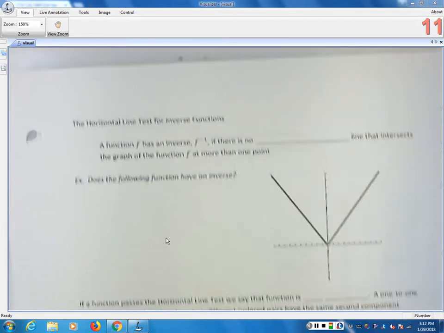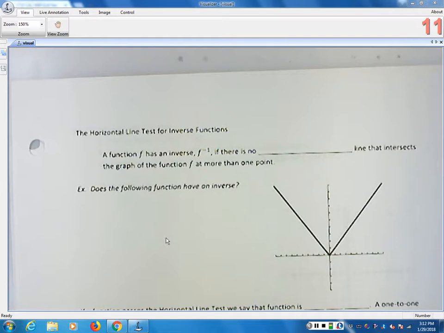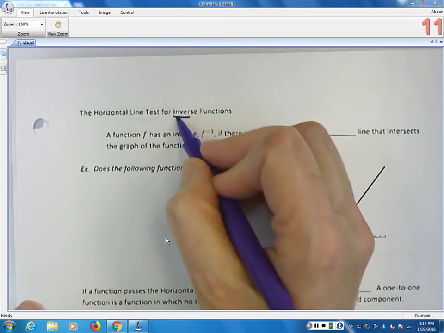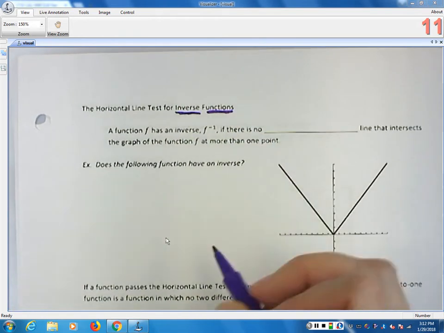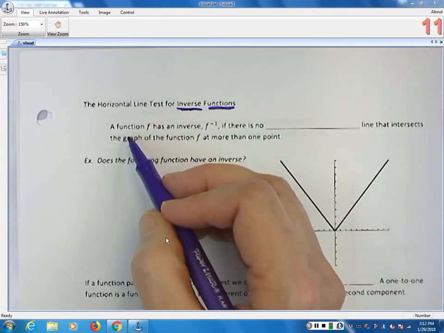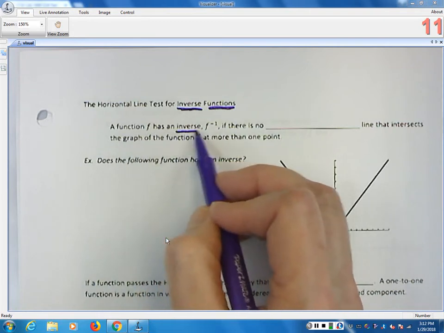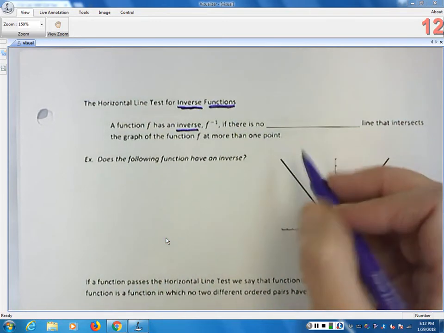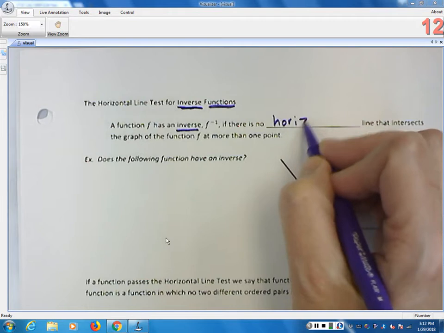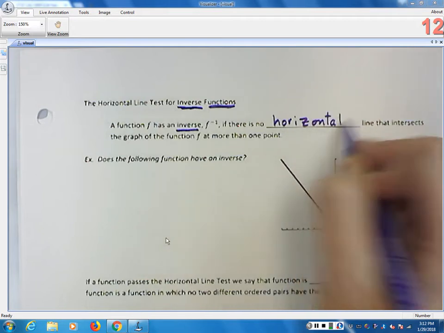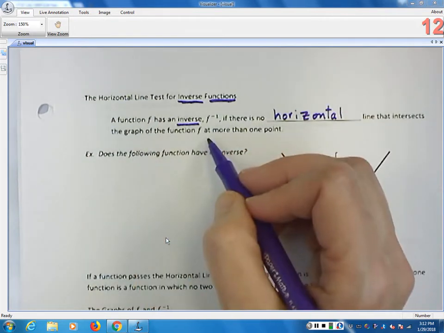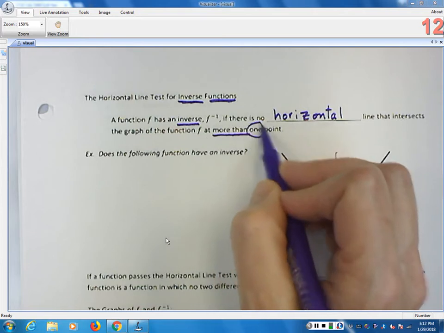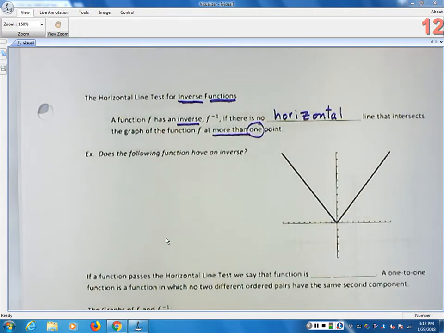All right, the horizontal line test for inverse functions. In order for something to be an inverse, it has to be a function. So the horizontal line test says a function f has an inverse function if there is no horizontal line that intersects the graph of the function f at more than one point. So it's like the vertical line test, except this is for inverse functions.